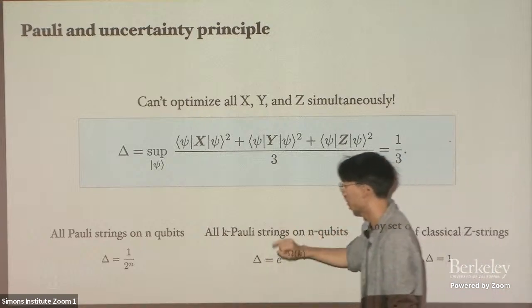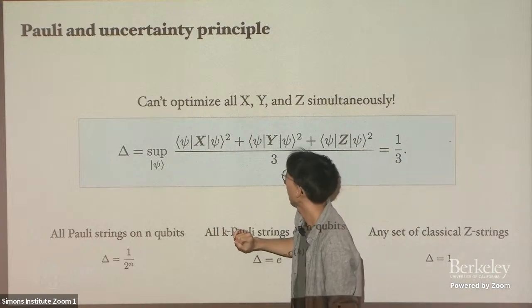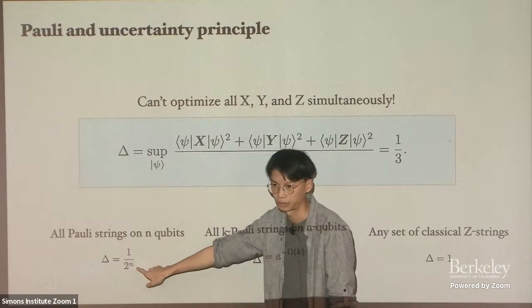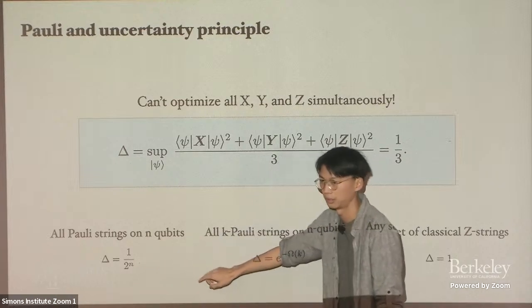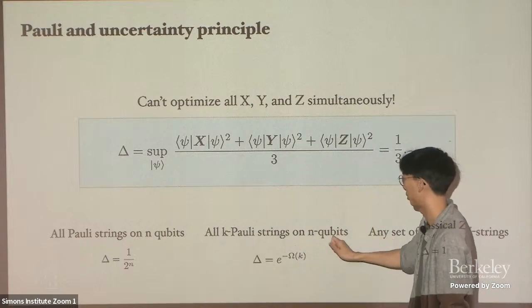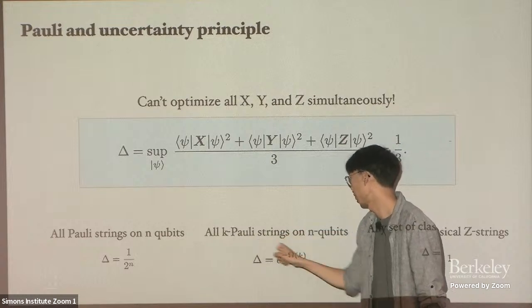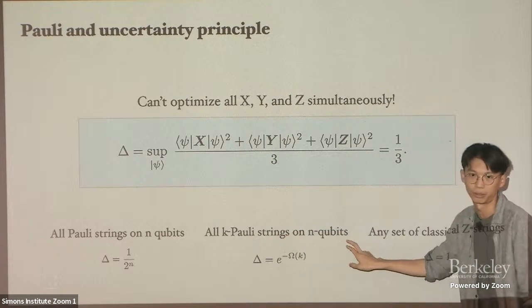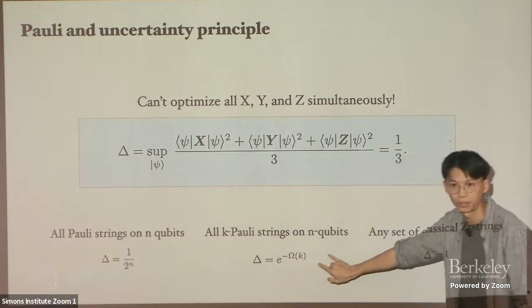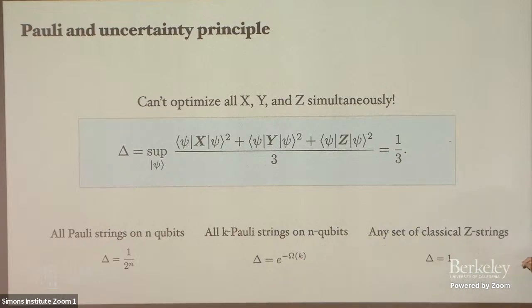And then you can do this for actually not just X, Y, Z, you can also do it for long Pauli strings, and then you get different numbers. This one is decaying exponentially. And this is a direct calculation. And you can also do it for K Pauli strings on n qubits, which is the case we care about. And this decays exponentially with K. And then to compare, if you have a bunch of classical strings, then this would actually just be 1.